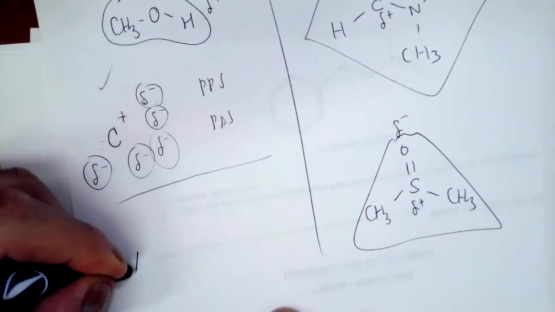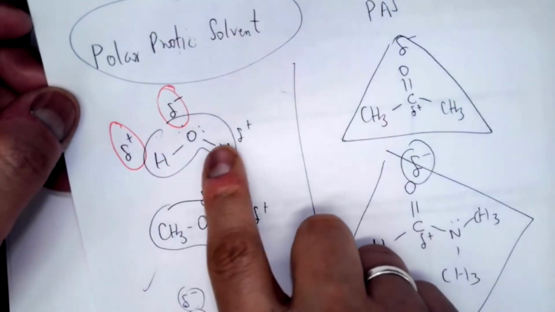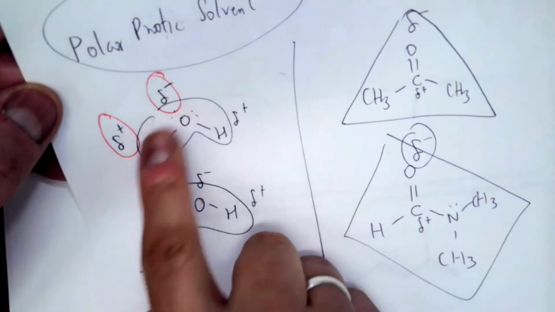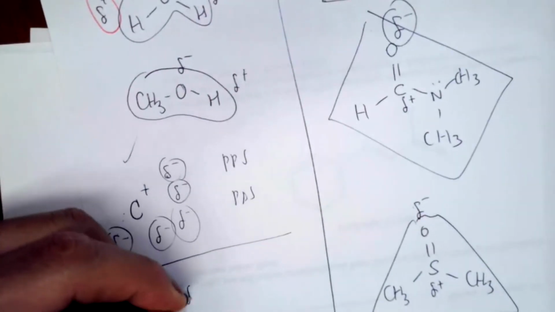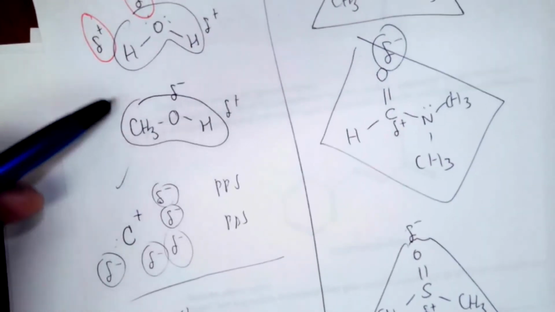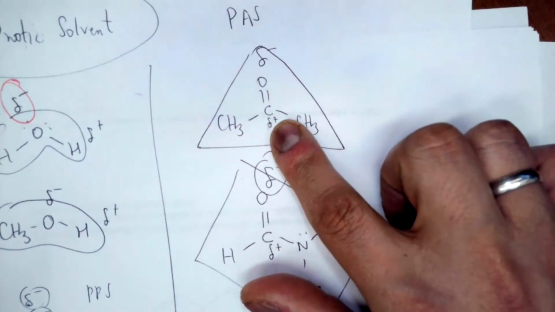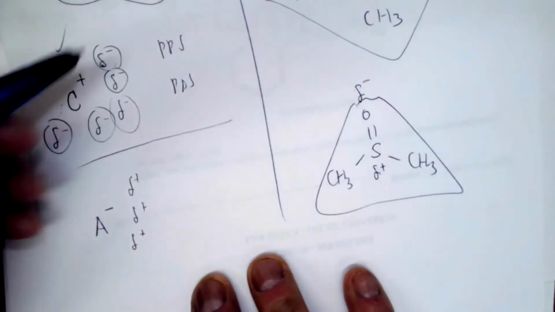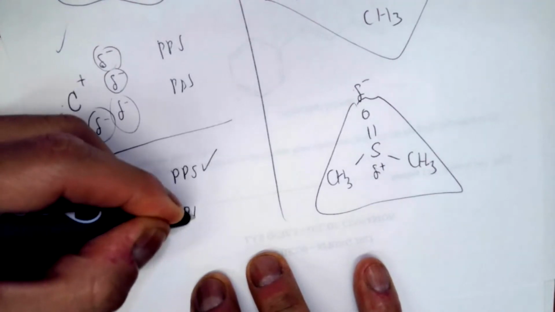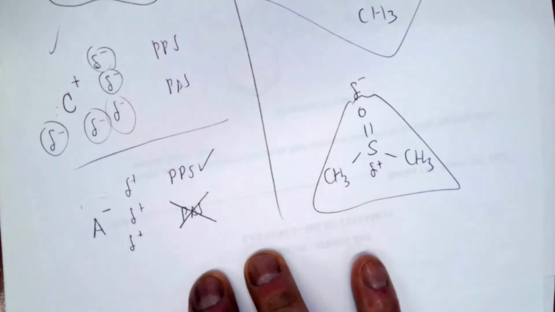What about anions? Can anions be solvated by PPS? Yes. Why? Because the delta plus are exposed. See, the delta plus are exposed. Delta plus, delta plus, delta plus. PPS. What about PAS? Are the delta pluses exposed? No, the delta pluses are actually secluded. They are inside of the solvent molecule. Do you think that PAS can solvate anions? No, they don't solvate anions.